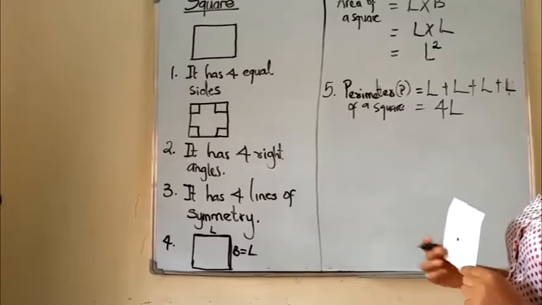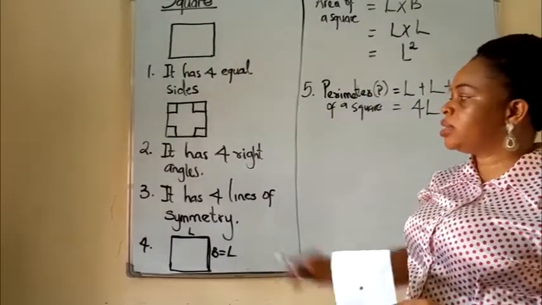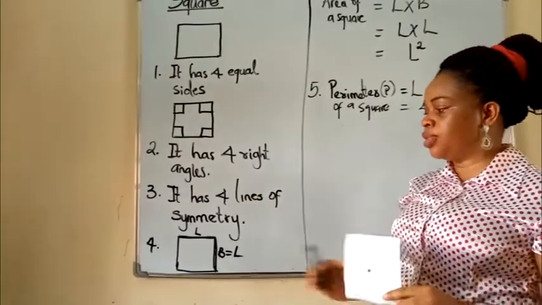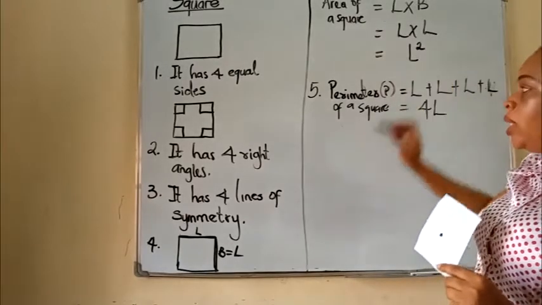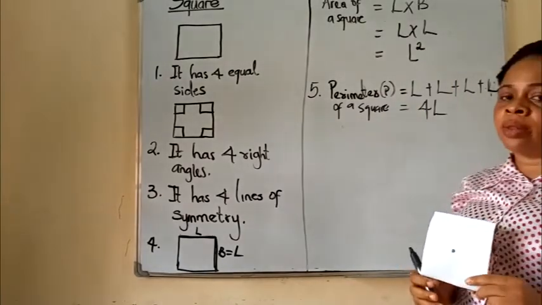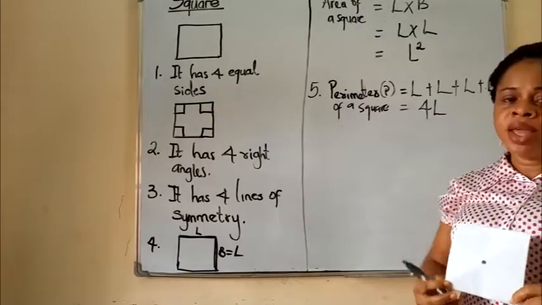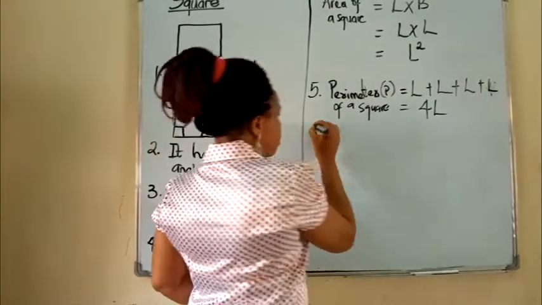So having known that in a square we have 4 equal sides, 4 right angles, and 4 lines of symmetry, the area is determined as L squared and the perimeter is 4L. We can use what we know to solve any problem. Example. Question.